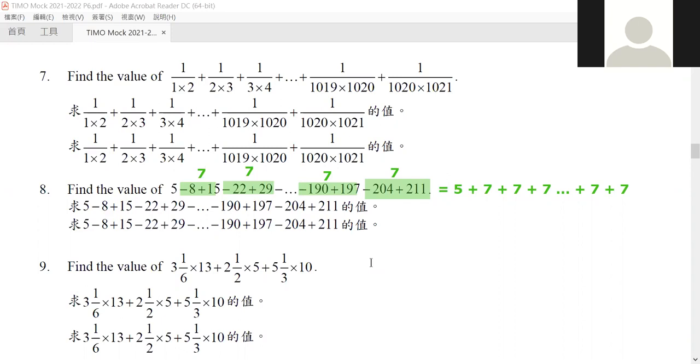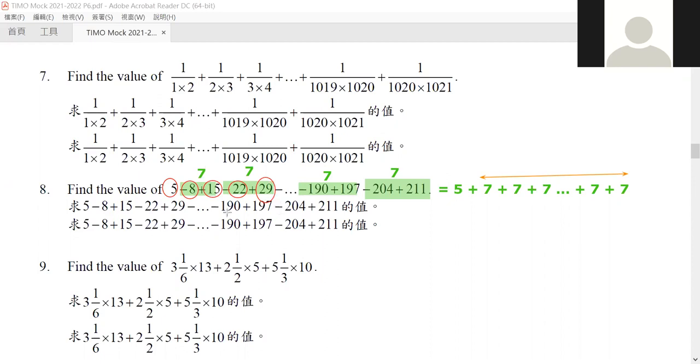As long as we know how many 7s are here, we can find out the answers. But how many 7s are here? Now, in order to find out the number of 7s, we want to look back into this series. If we just look at this number, you may want to ask, wait, why 7? How can we find out the number of terms?